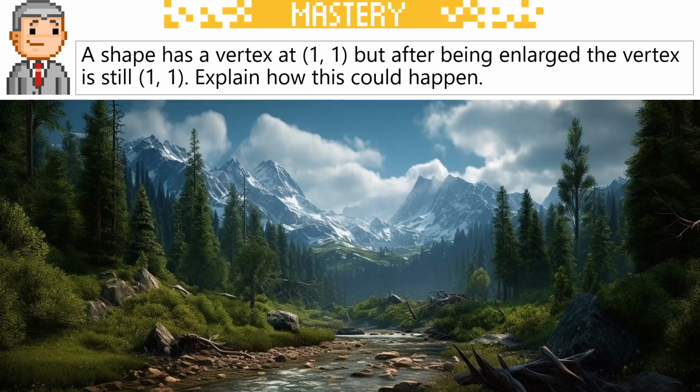And let's finish with this. A shape has a vertex at 1, 1, but after being enlarged, the vertex is still 1, 1. Explain how this could happen.